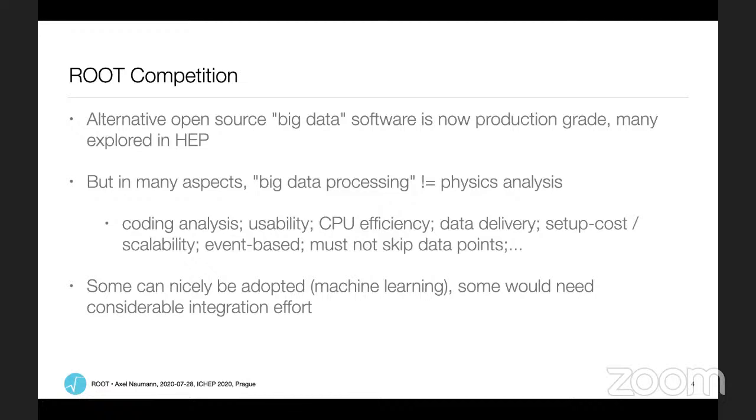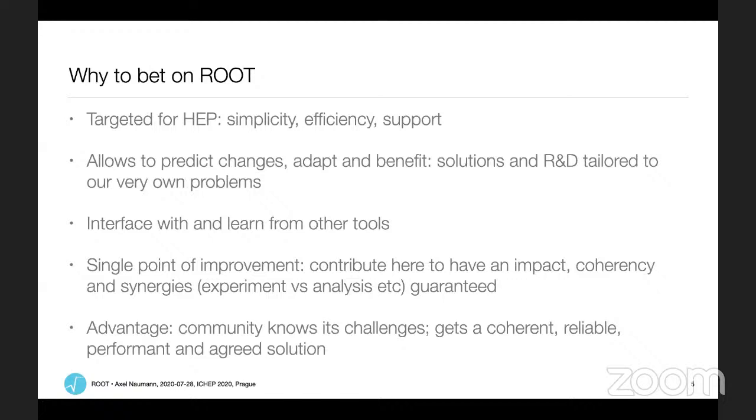and so on. And there's a setup cost, the fact that our data is event-based with statistically independent events, that we can't see data points, these kinds of things are different. On the other hand, some can certainly be nicely adopted, for example, machine learning, while others need some considerable integration effort. So reusing things that are out there isn't necessarily free. It might mean that we still end up with some software that we need to maintain ourselves in high energy physics. So that brings me to why you might want to bet on Root also for the future.